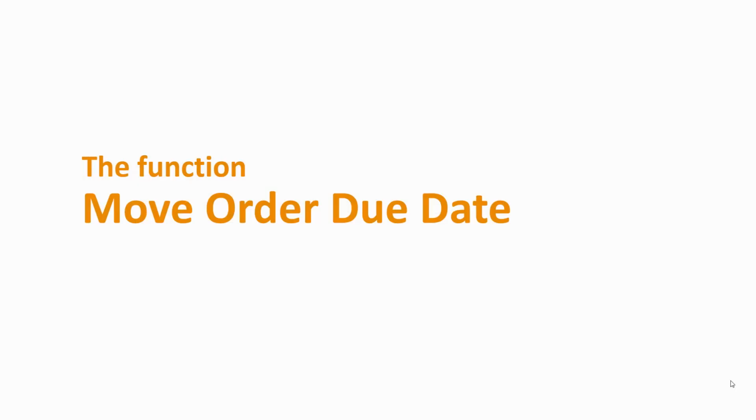In reverse planning, we have added the field Move Order Date to the item card. And before I explain how this works, I'll just show you shortly in Business Central where it's placed.